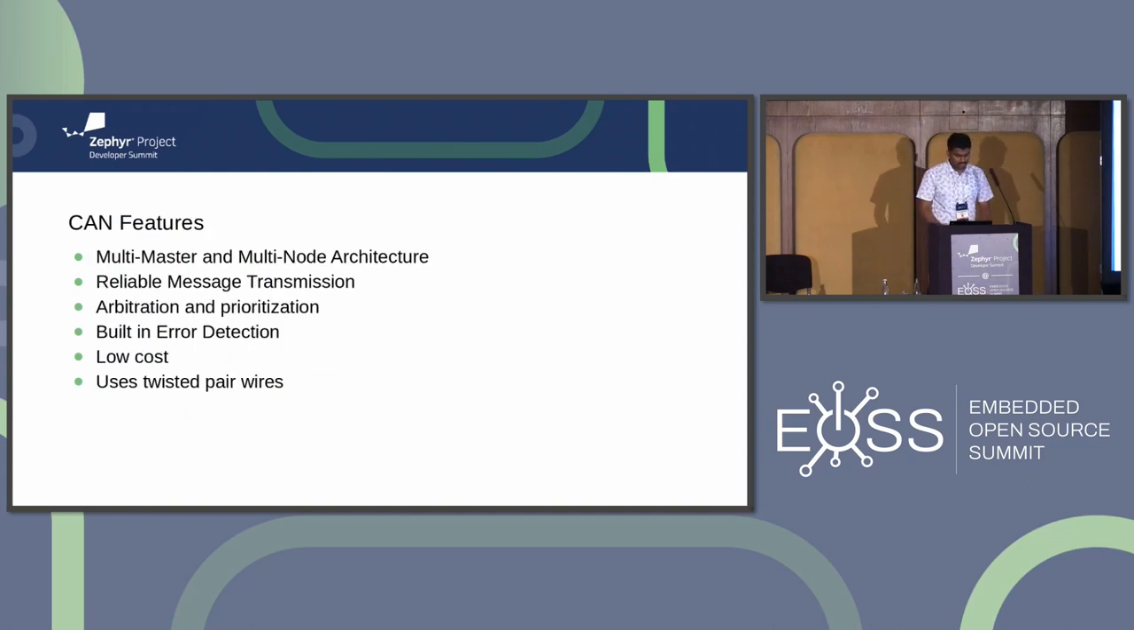So CAN features. It's a multi-master protocol and multi-node architecture. It provides reliable message transmission. CAN utilizes priority-based arbitration, meaning a message with a lower identifier value can preempt the message with a higher identifier value on the bus. And it has built-in features called error detection and error correction. It is low cost and easy to implement. It uses twisted pair cable to transmit the differential signal to nodes.